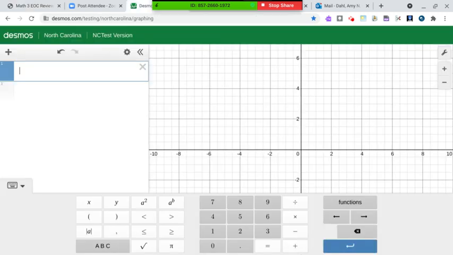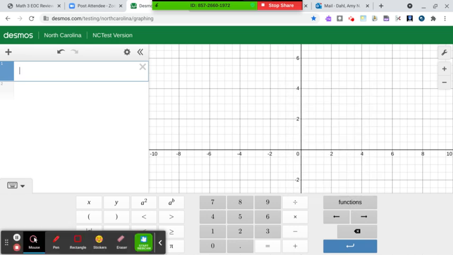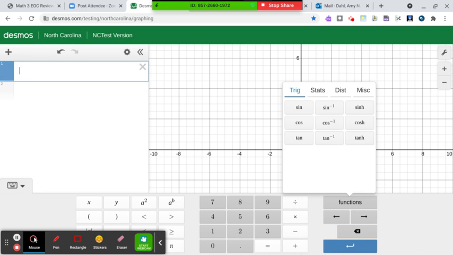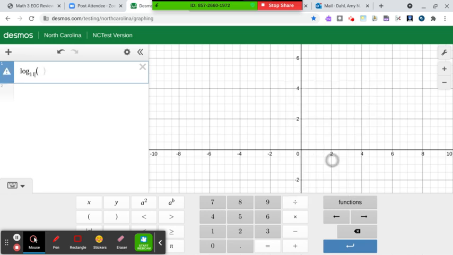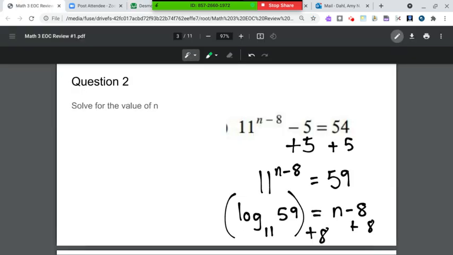So we go over to Desmos, we hit functions, we hit miscellaneous, we go to the log with the base, log base 11 of 59 plus 8. Our n value is approximately 9.7. N is approximately 9.7.